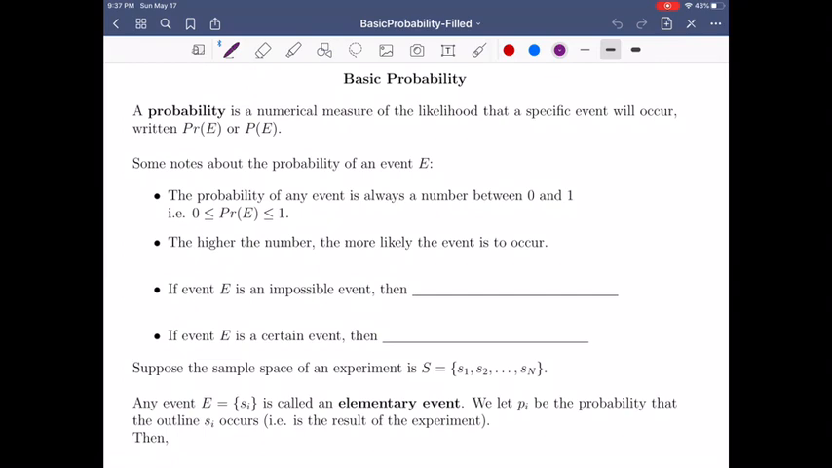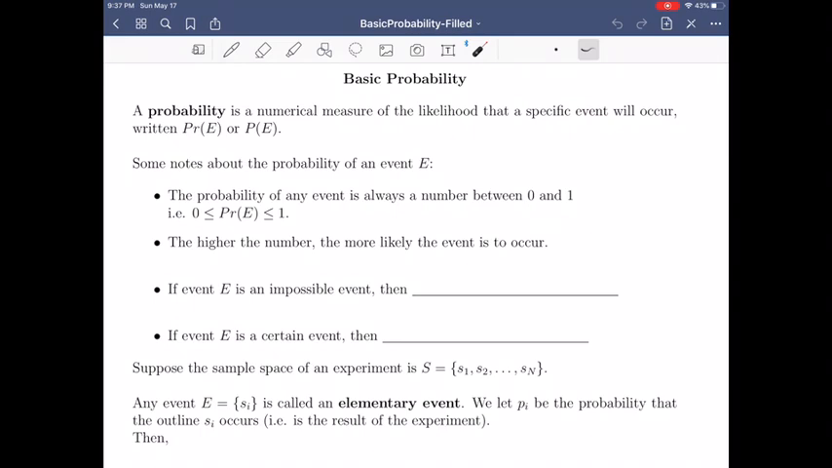So, just to remind you, a probability is a numerical measure of the likelihood that a specific event will occur. Now, the notation we're going to use is PR of E. I'm going to try to use that, but P of E is the same. If you don't want the R there, I may or may not write it. I normally do write PR though, so I will try to do that to be consistent. But just note that these are the most common notations for the probability for an event E.